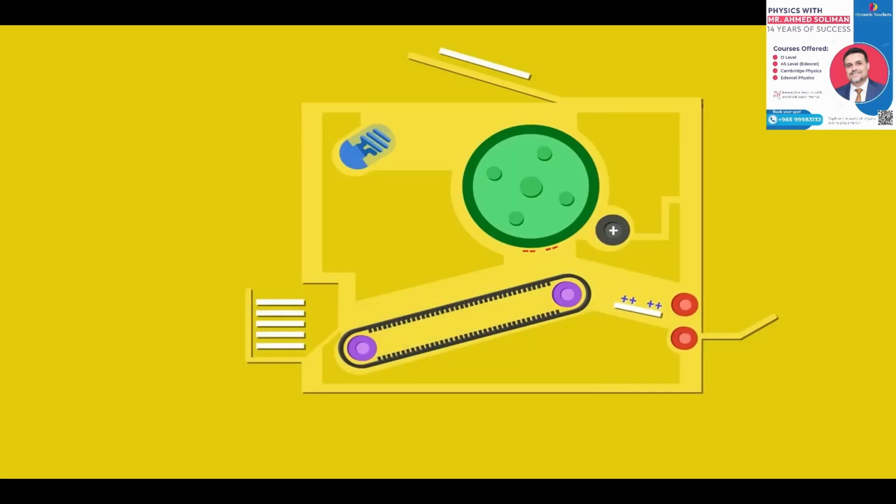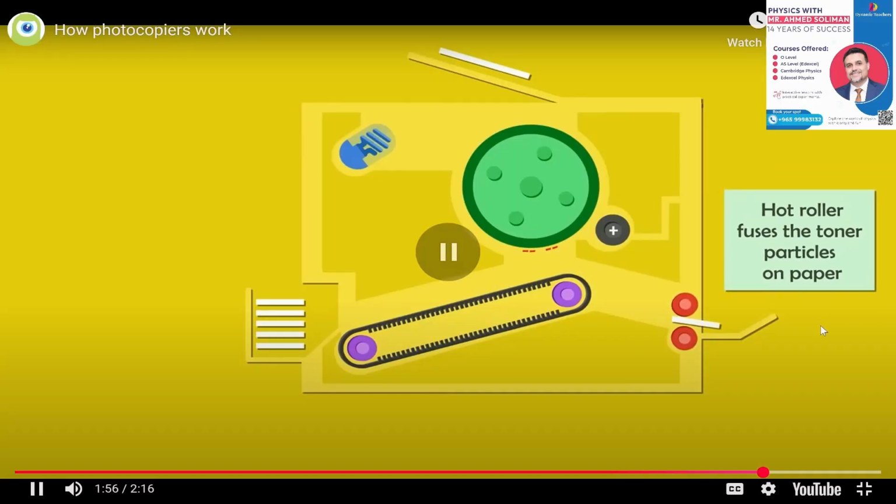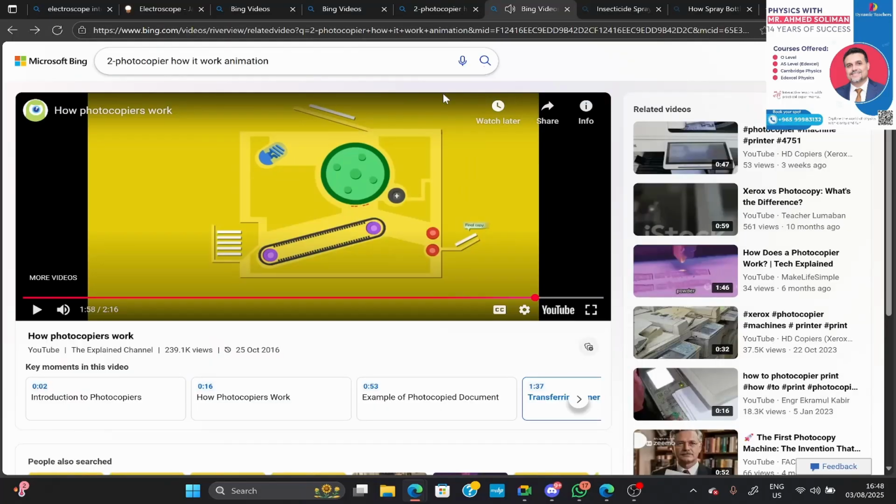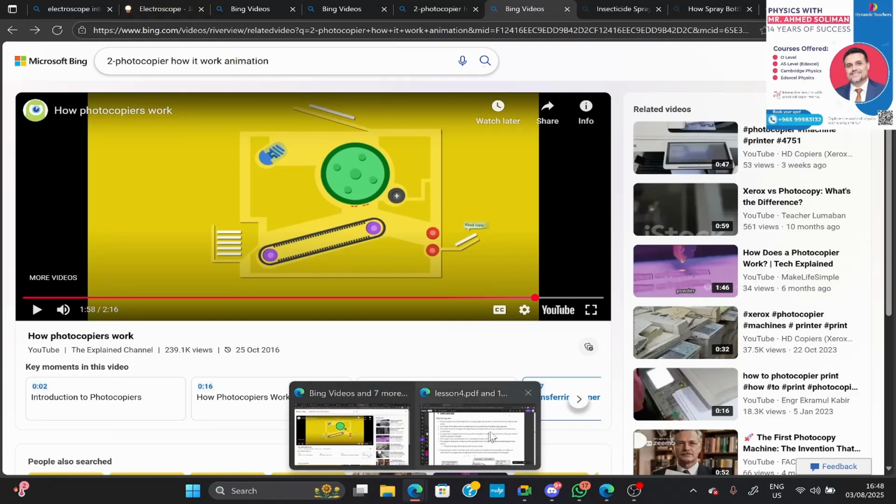This paper then passes through two hot rollers. The heat, now this is the heater, to make the toner dry, okay, to make it stick in the paper. The heat and pressure from the rollers permanently fuses the toner. In fact, these are the steps of how the photocopier works. So now we can read the steps.